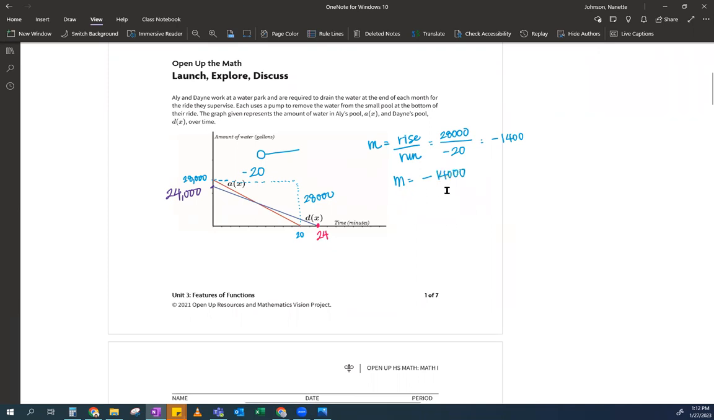For those of you who like slope intercept, here's slope, here's intercept, you're done. For those of you who like point slope, you get to choose. Do you like this point or do you like this point? I like this point because it's smaller numbers, just saying. But because they gave me the intercept, I'm probably going to write my equation with slope intercept. So that's y equals mx plus b. So y equals negative 1400x plus 28,000.